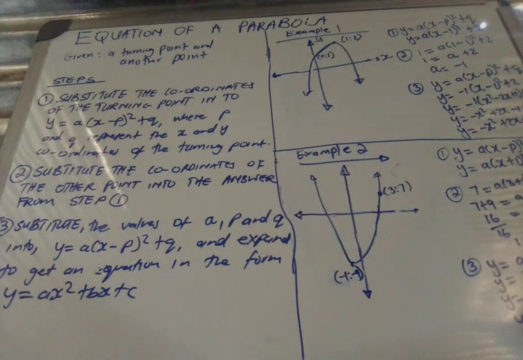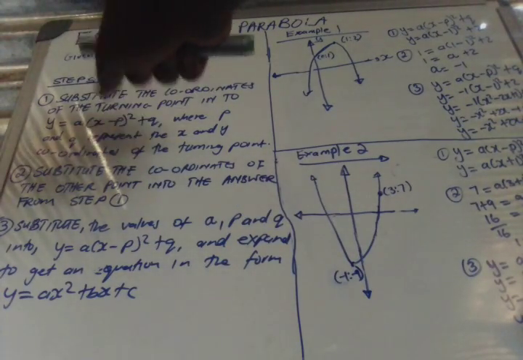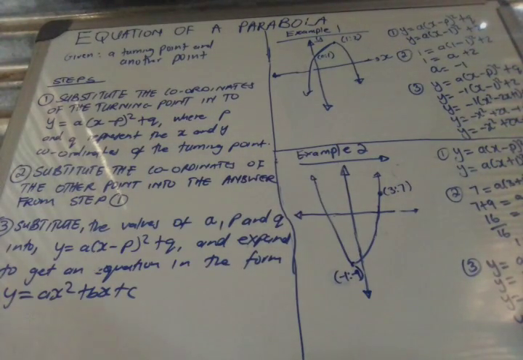So what you need to do initially is substitute the x and the y coordinates of the turning point into this equation. That is going to be our first step. And from there you're going to substitute the coordinates of the other point, in addition to what you have already substituted in the first step.